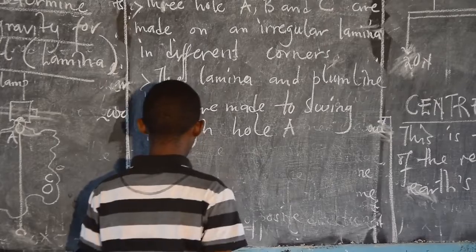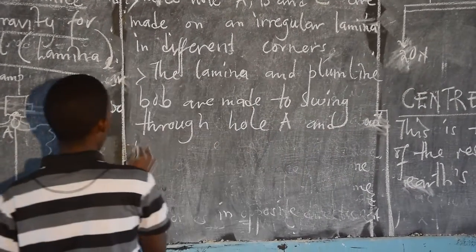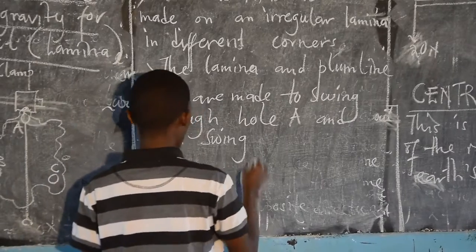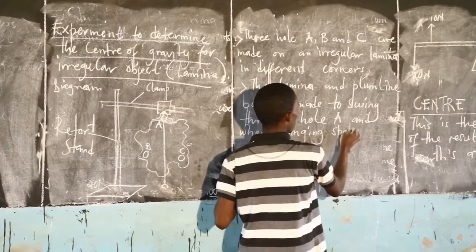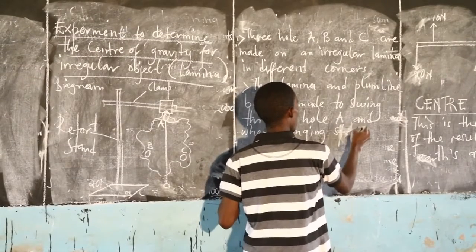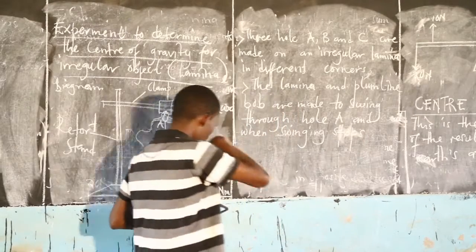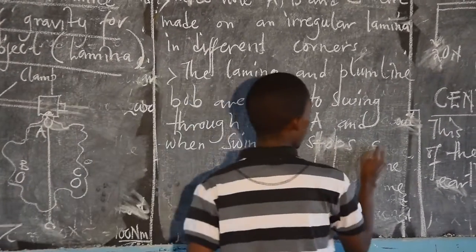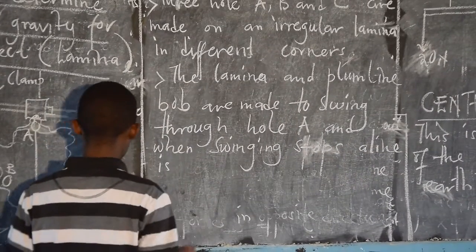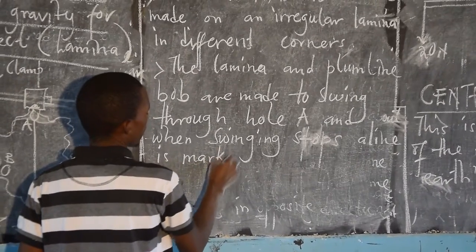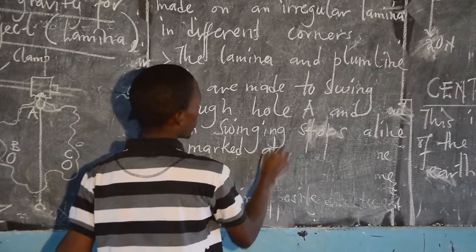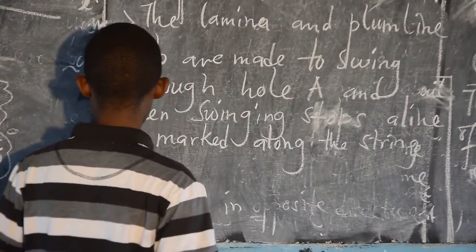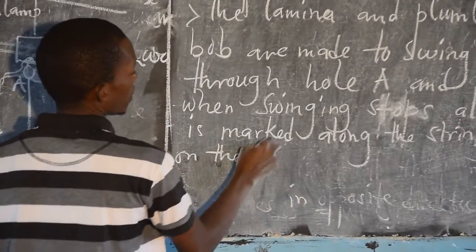through hole A, and when swinging stops, a line is marked or drawn along the string on the lamina.